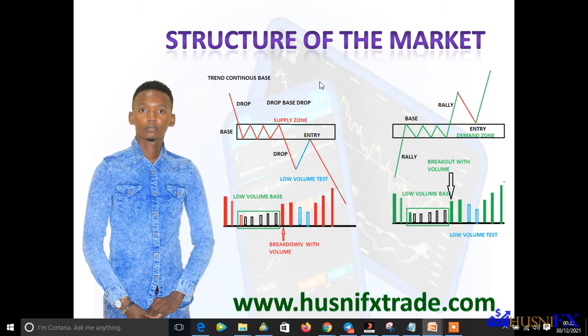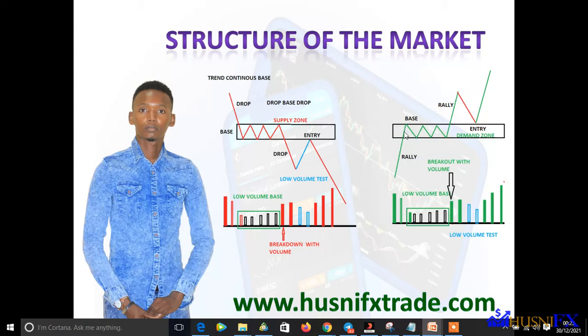These are called the trend continuation bases. You can see the drop. This is the base, and when you see this, we call it drop base drop. This is DBD. You can see this is the drop, this is the base, and this is the drop. That is why this continuation is called DBD. And what you see above here is RBR, which you can call rally base rally.